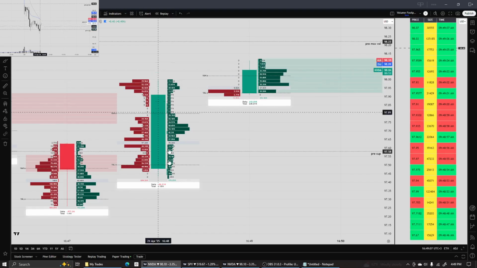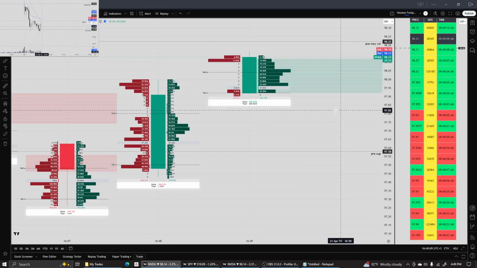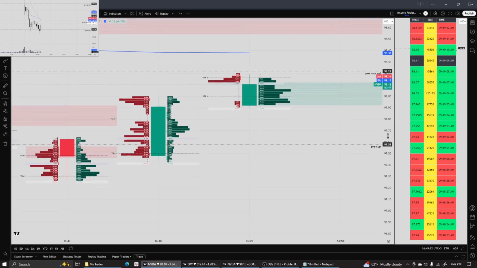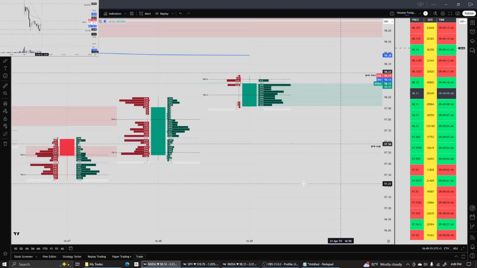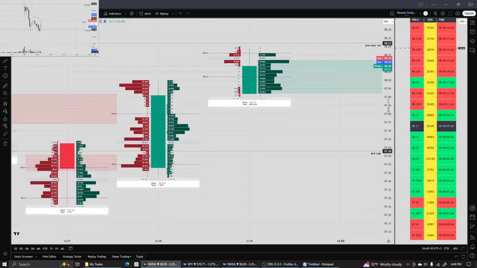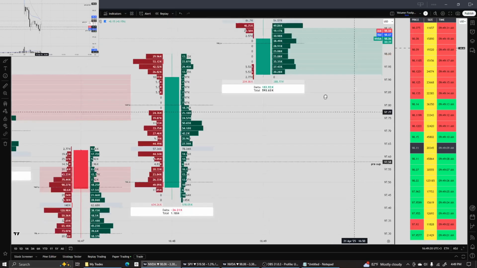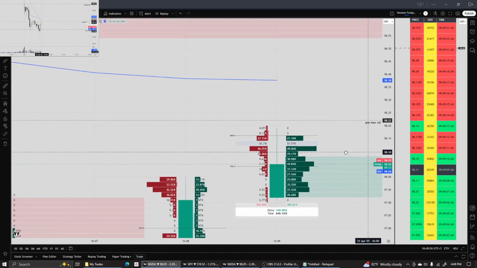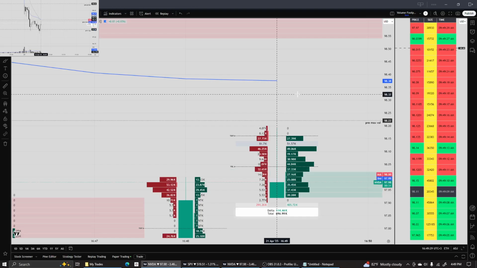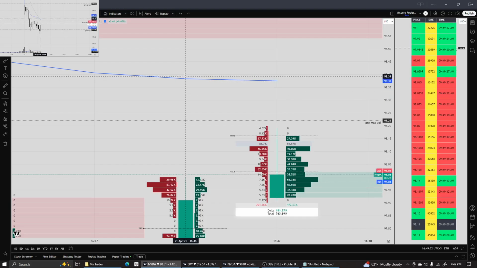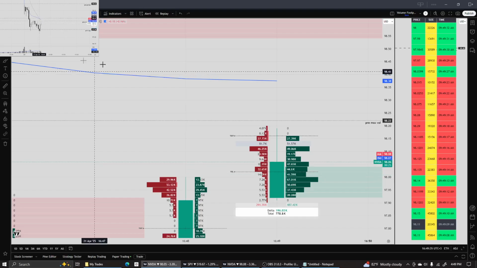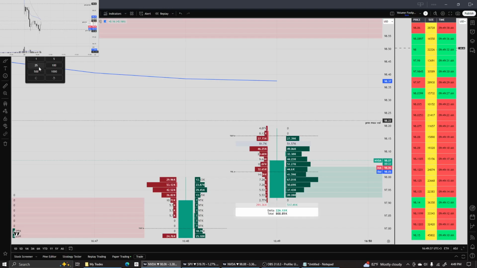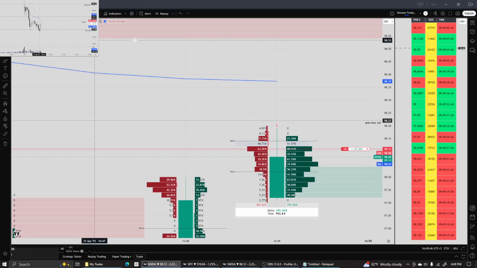Higher selling, negative delta with green candle, that means all of the selling was absorbed. Positive delta with a long wick. Nah, bearish vibes. So we are going short again.